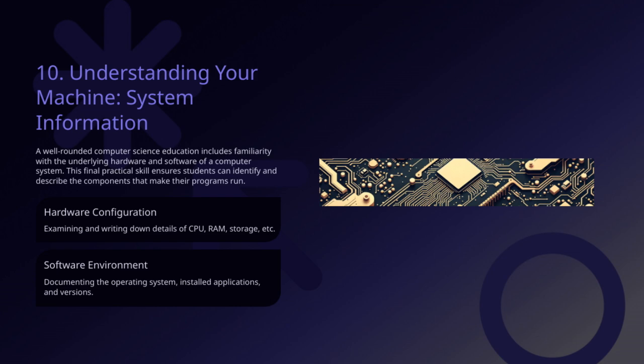A well-rounded computer science education includes this knowledge because it allows us to understand what makes our programs run smoothly. Ultimately, being familiar with these details enables us to troubleshoot effectively, optimize performance, and better understand the systems we develop and work with. This final practical skill ties everything together, giving us a comprehensive view of the computer's inner workings.